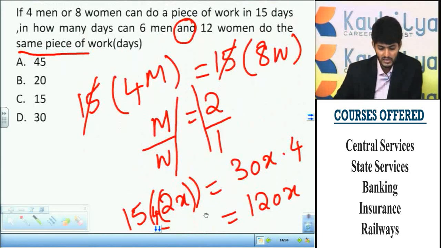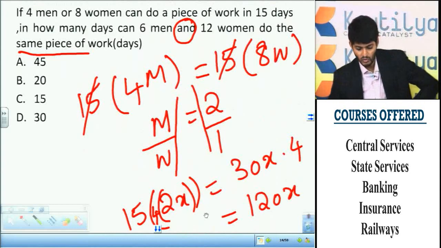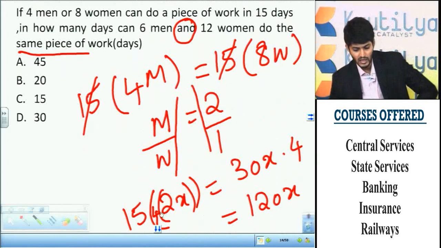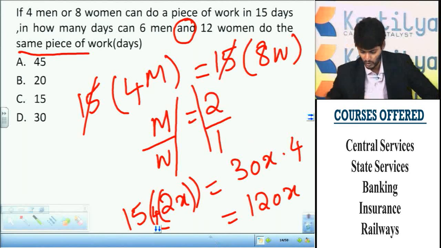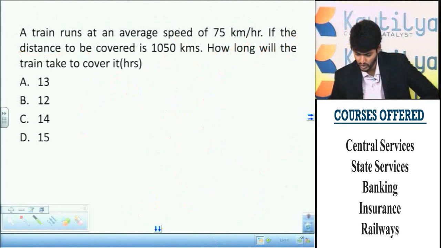But in this problem he is asking in how many days can 6 men and 12 women do the same piece of work. Since we have calculated that total work is nothing but 15 man days, so 15 into 8, which we got as 120, and 6 men plus 12 women, so we got 12 plus 12, 24. So I would assume the answer would be around 5 days, which is not there in the given options. Okay, now let us move on to your next question.